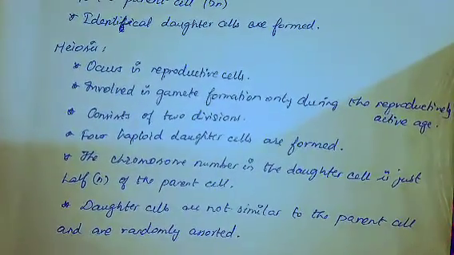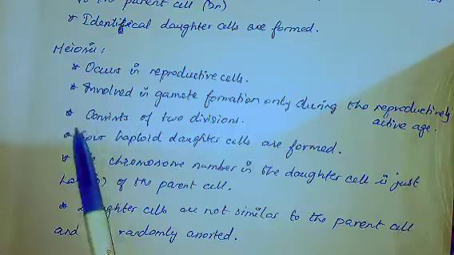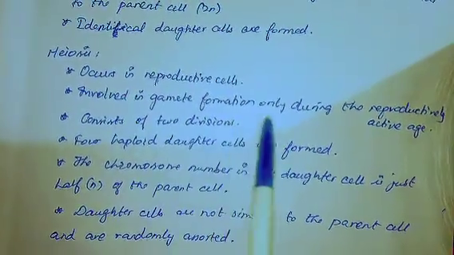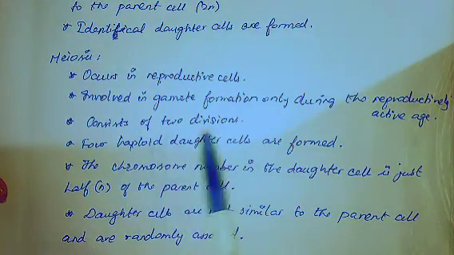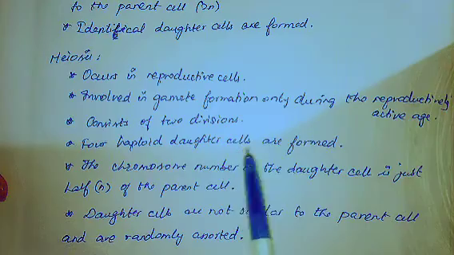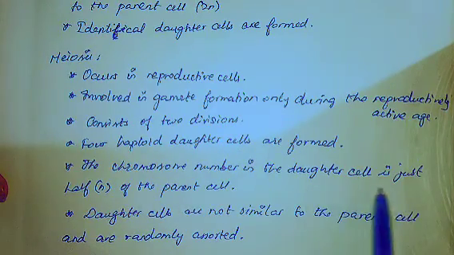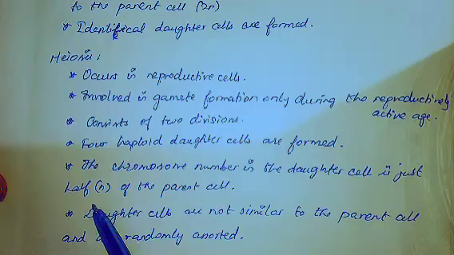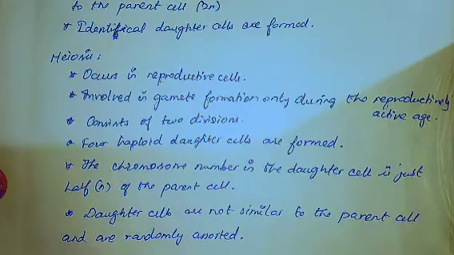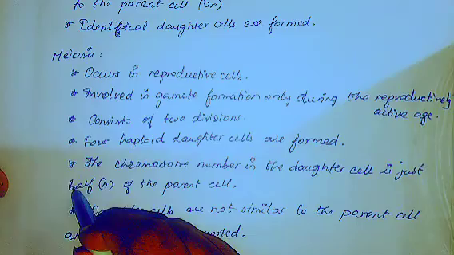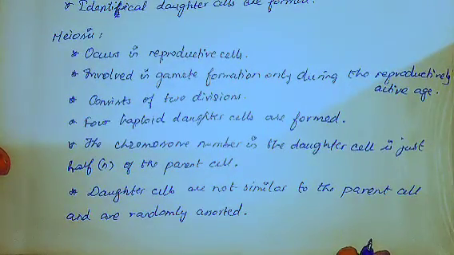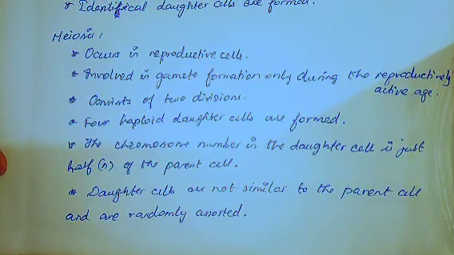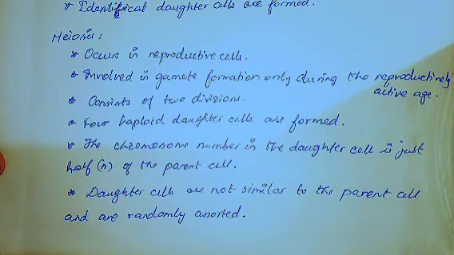Then meiosis occurs in reproductive cells involved in gamete formation, only during the reproductively active age. It consists of two divisions. Four haploid daughter cells are formed. The chromosome number in the daughter cells is just half, n, of the parent cell. Daughter cells are not similar to the parent cell and are randomly assorted. This is the answer for the second detail.